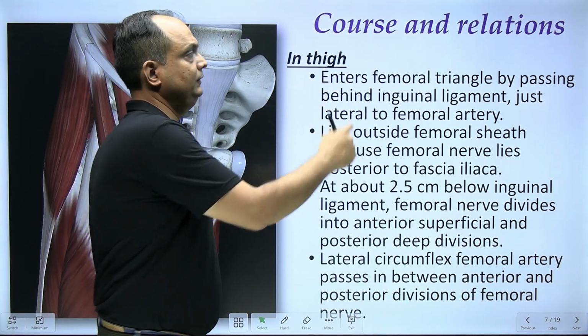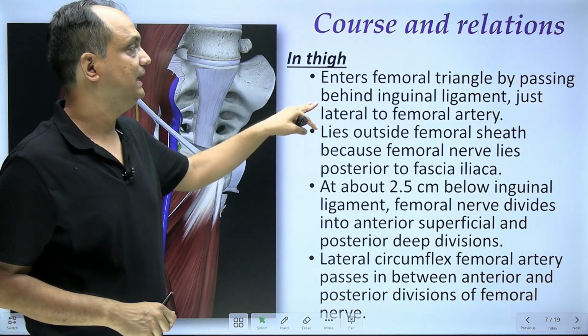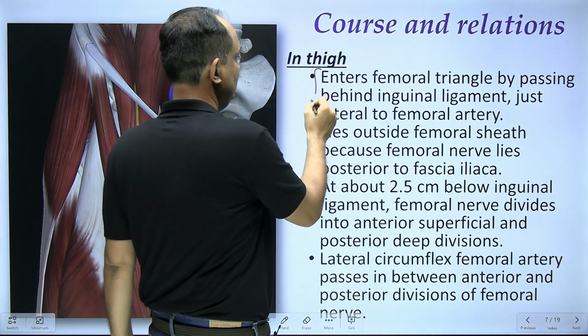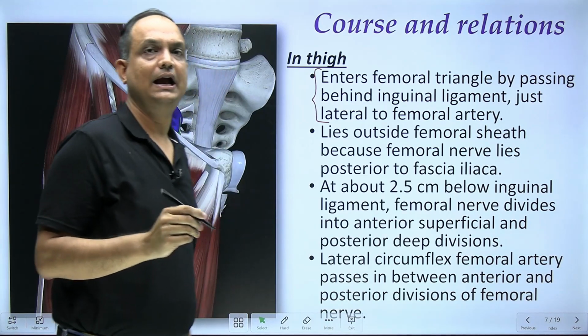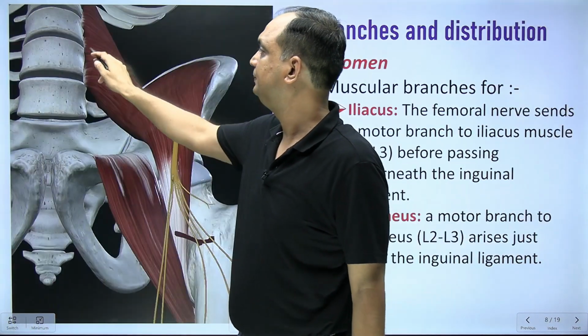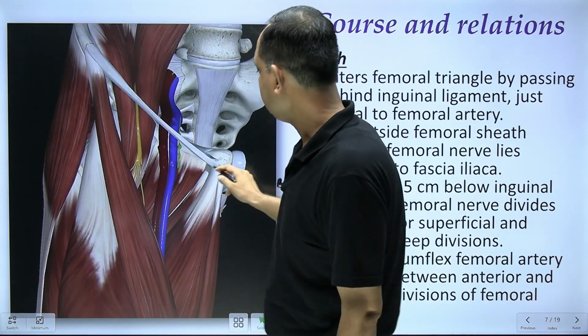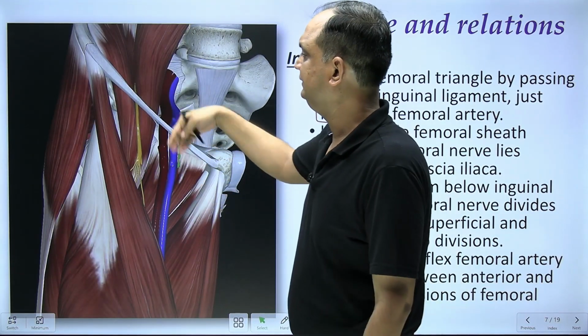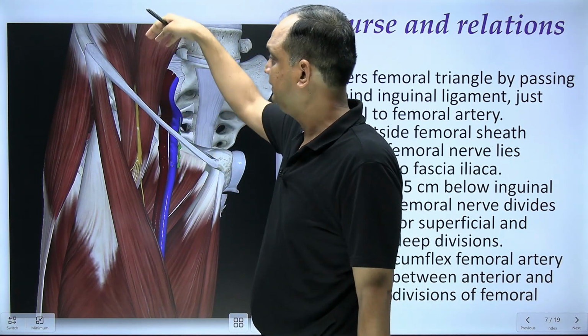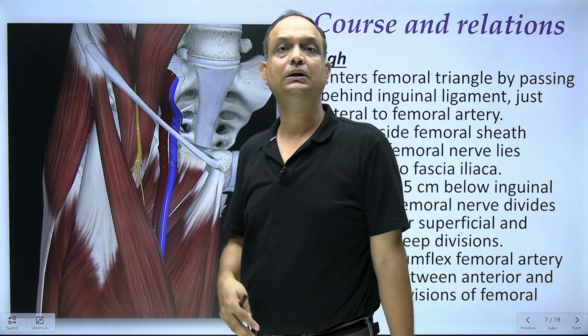It enters the femoral triangle by passing behind the inguinal ligament, just lateral to the femoral artery. Now we already know that the inguinal ligament extends from the anterior superior iliac spine to the pubic tubercle, and there is a gap behind this inguinal ligament. Through that gap, the contents enter from the abdomen to the thigh.